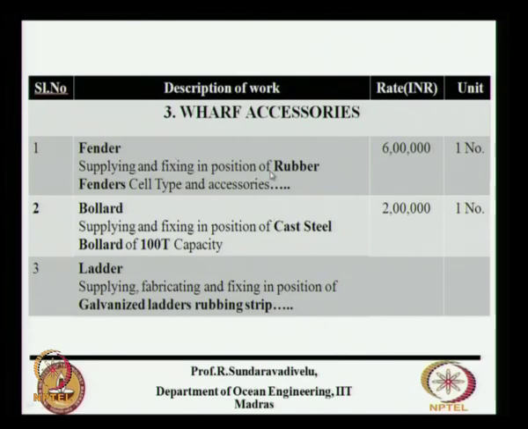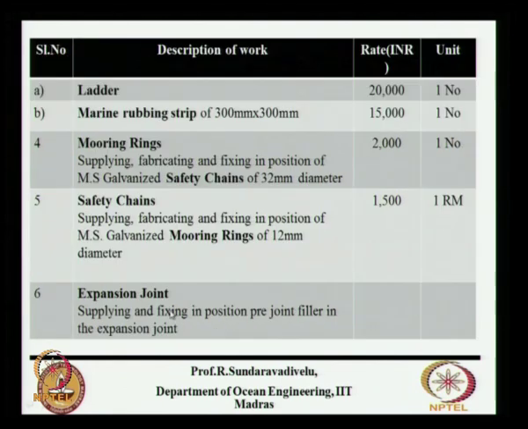Supplying and fixing in position of rubber fenders, this is for a cell type. We have to give the dimension and other things. The cost varies from 6 lakhs to 12 lakhs depending on the size of the fender. Then we have the bollard of 100 ton capacity which is about 2 lakhs. Then we have the ladder, the cost is given for the ladder here, 20,000.